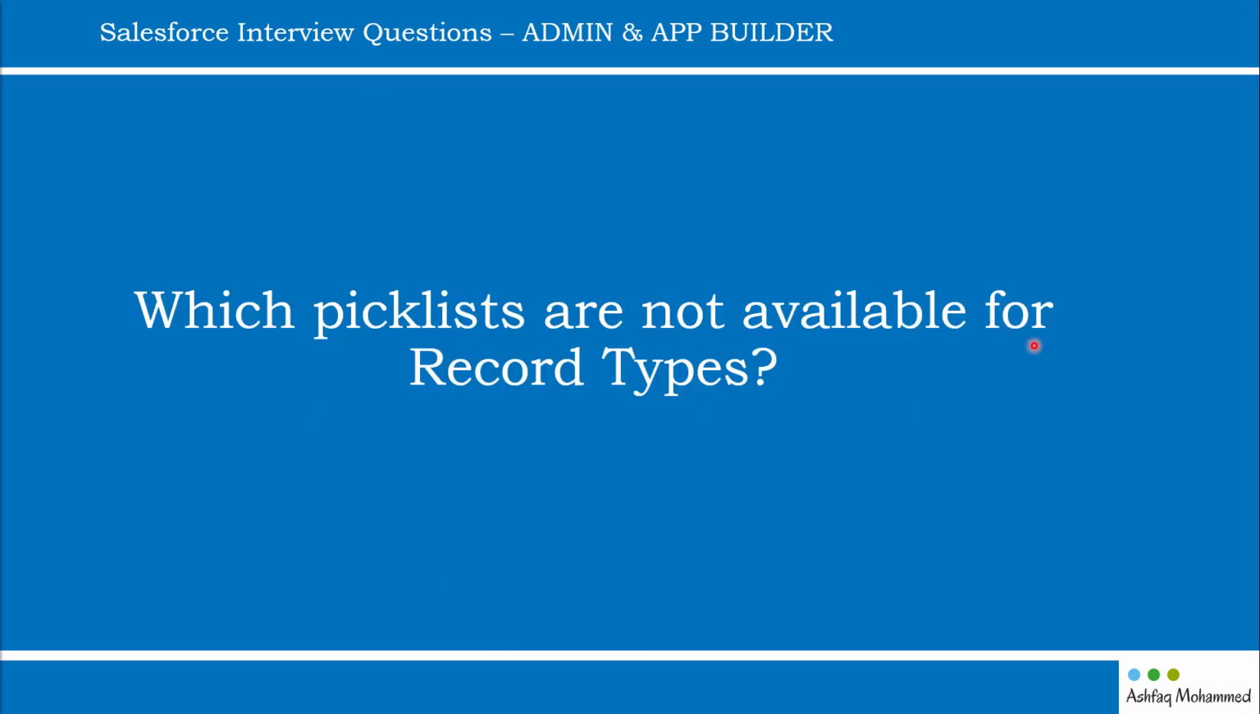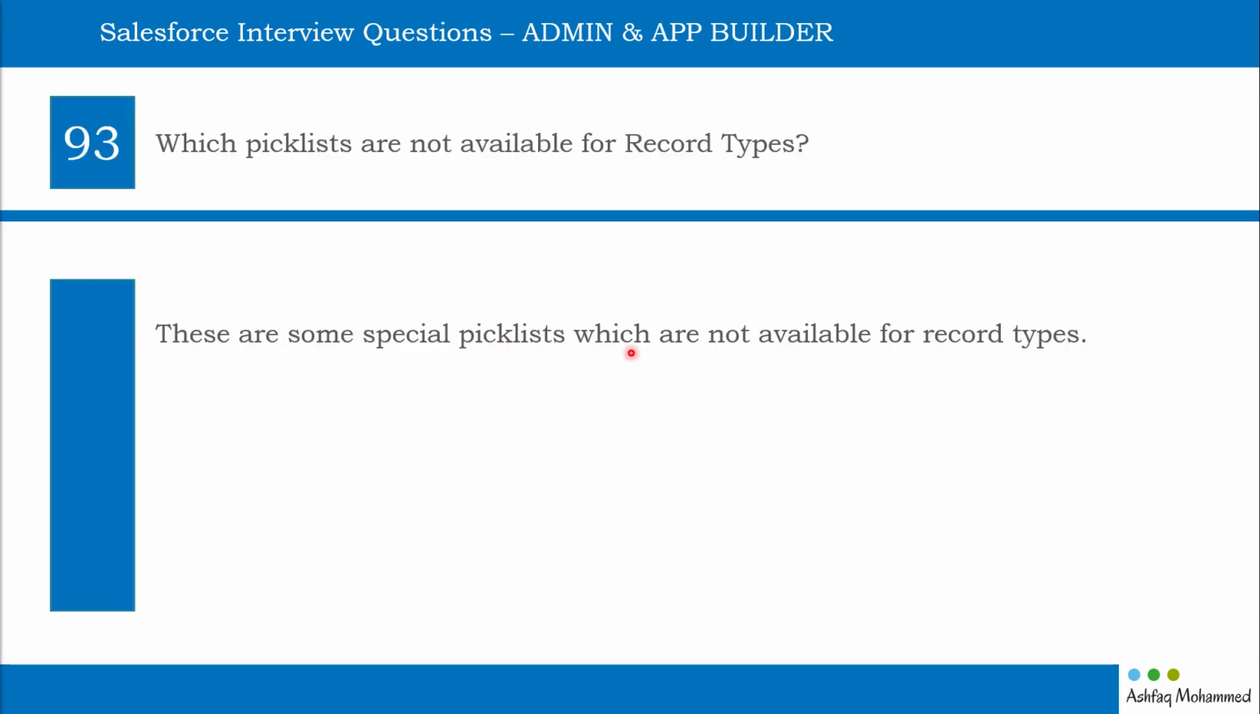Which picklists are not available for record types? As I said, we can differentiate the values of a picklist. Wherever you create this record type, it gives you an option to select the picklist and choose what values to show for a particular record type. But there are some special picklists which are not available for differentiating the values. We cannot differentiate the values in record types for these.